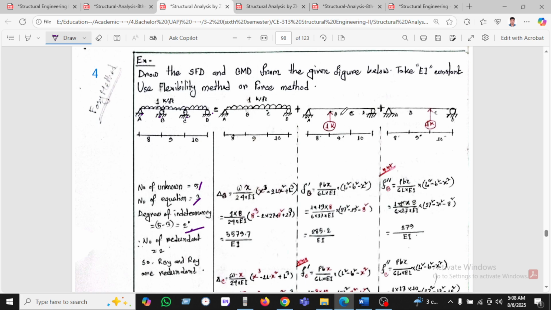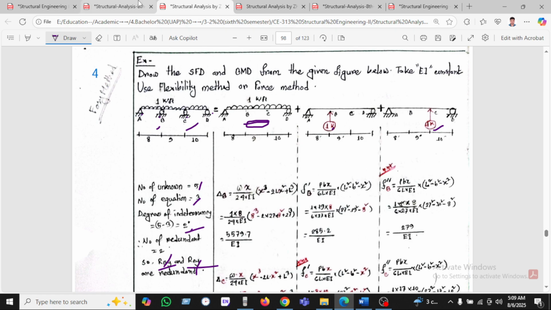So for the redundants we have chosen RB and RC. This is the B and C. So at first there is no load or no support, as we have taken them as redundant. At first we take redundant RB, so we are applying 1 unit load, and for RC another 1 unit load is applied. After finding this value, then we can use this formula, WL squared over 24, x cubed, into 2L squared.